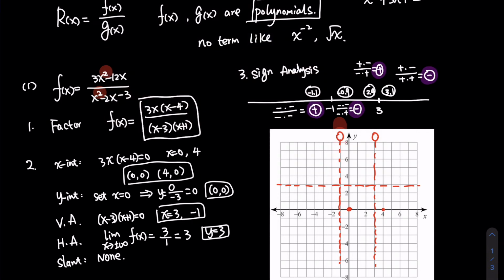So on the left of negative 1 it will be positive infinity here. On the right of negative 1 it has to start from negative infinity, go across this point. And on the left of 3 it's positive infinity, so it has to start from there. On the right of 3 it starts from negative infinity, and we'll approach the horizontal asymptote.